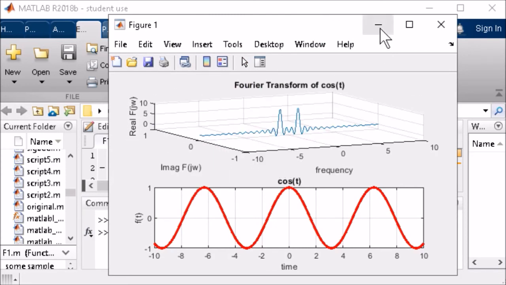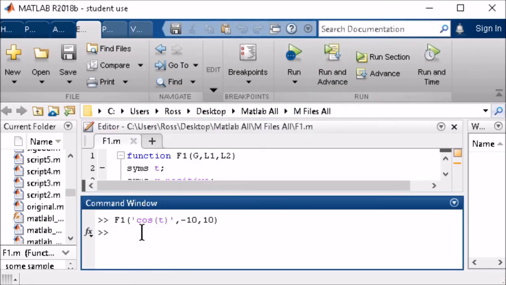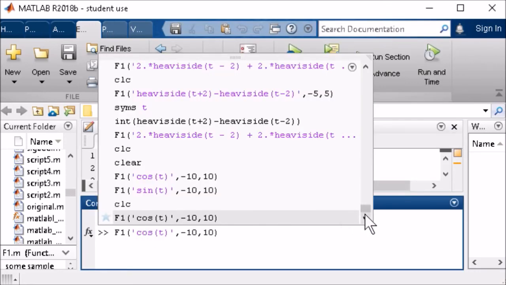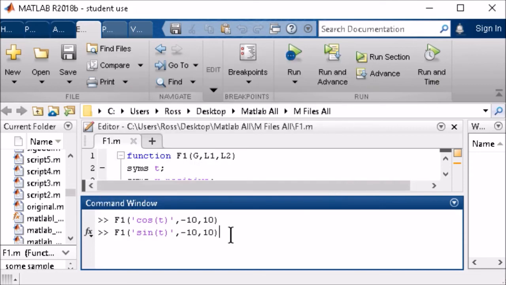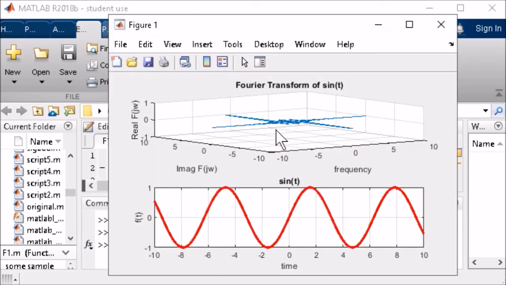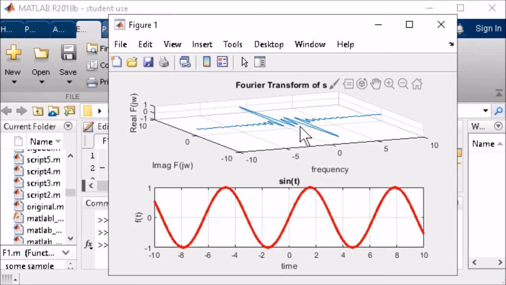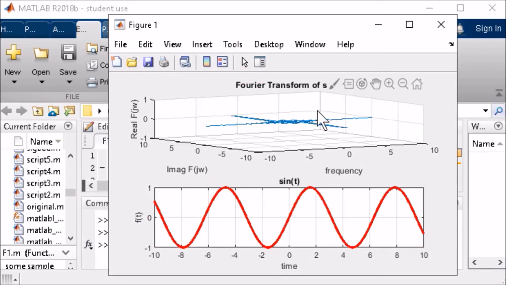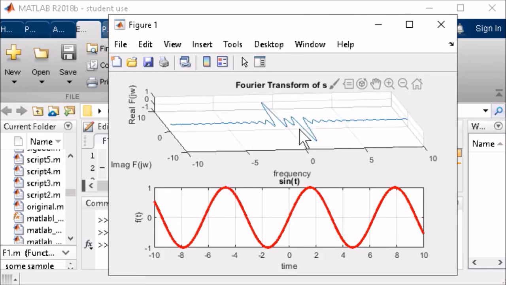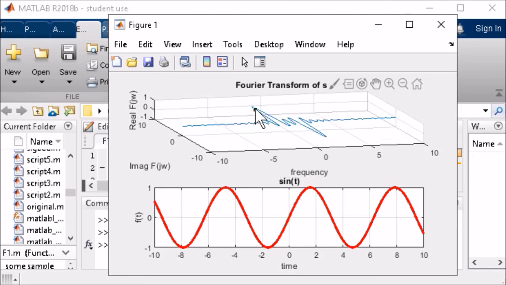Okay, now we'll look at the sine version. We've seen this one in the previous slide, and this is again the two impulse functions, but they're purely imaginary, and one is in the positive direction, one is in the negative direction. So that's as we expected to see.